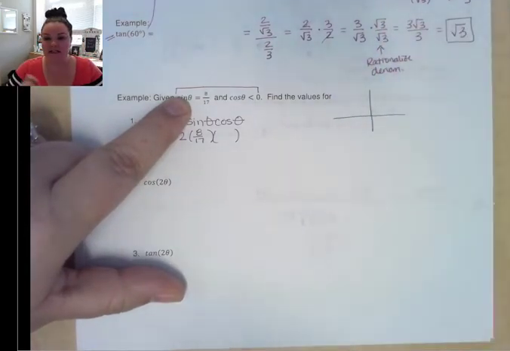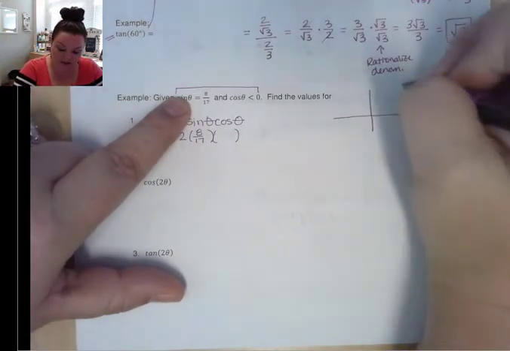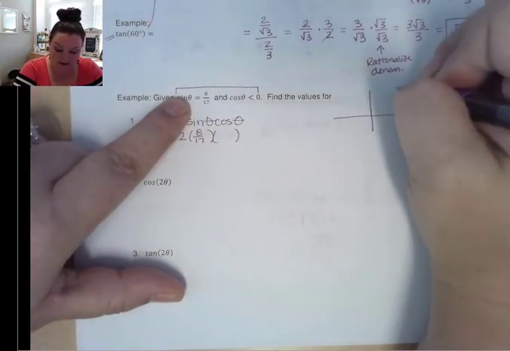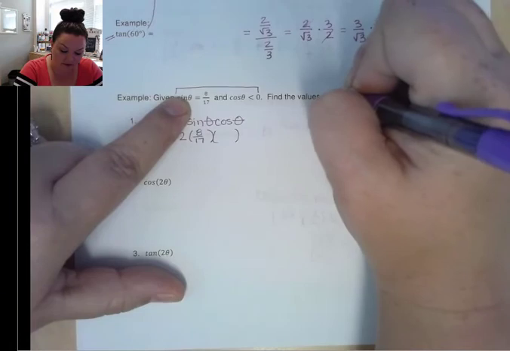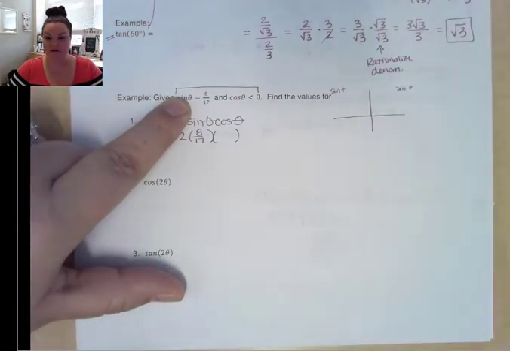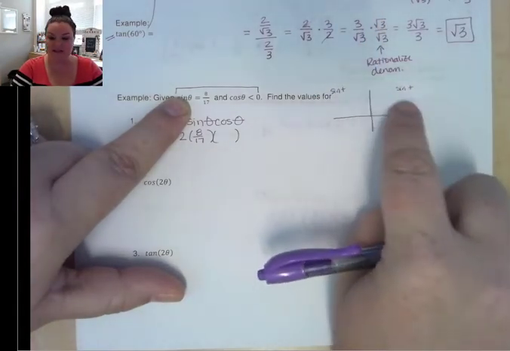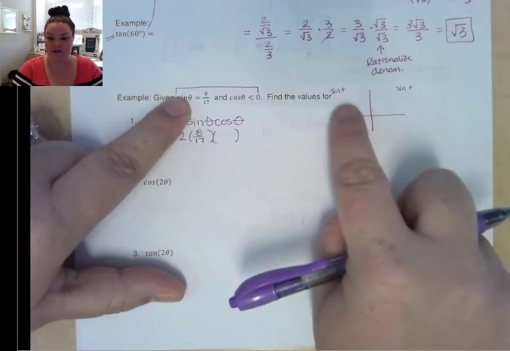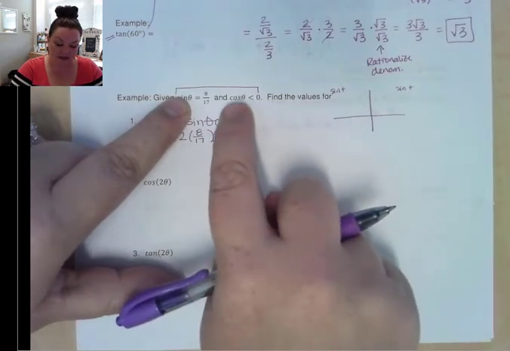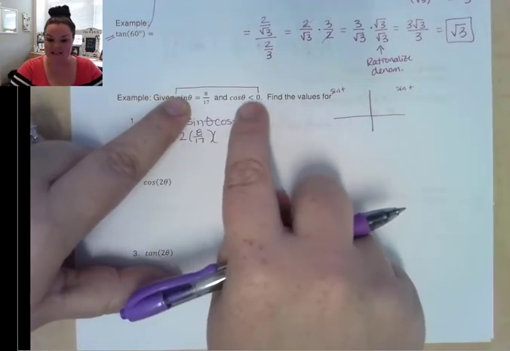So sine relates to the y. Notice sine is positive here, here, and here, right? Above the x-axis is where I get positive sine values. And then it says that cosine is less than 0.